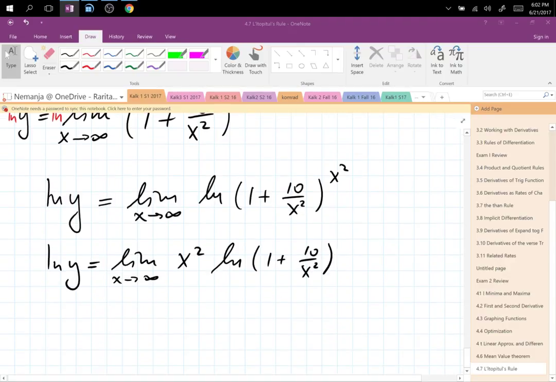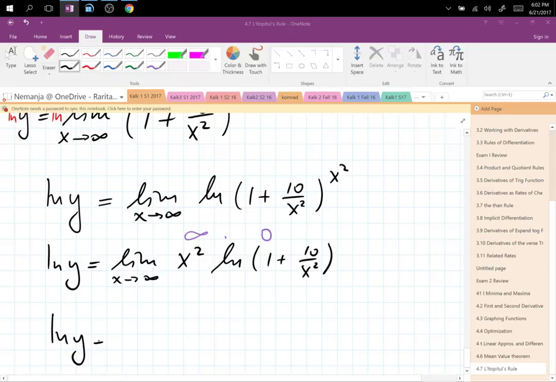There we go. So now we have infinity times 0, because 10 over infinity is 0, 1 plus 0 is 1, ln of 1 is 0. So you have infinity times 0.